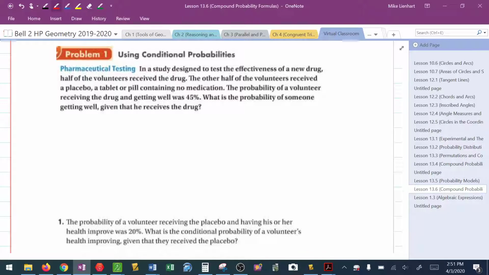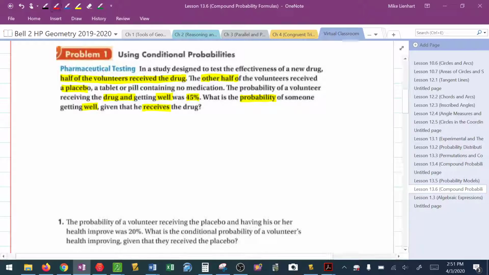For example, in a study designed to test the effectiveness of a new drug, half the volunteers received the drug. Not a bad idea to highlight things as we're going through. The other half received a placebo, which is a tablet or pill containing no medication. The probability of a volunteer receiving the drug and getting well was 45%. They want us to figure out what's the probability of somebody getting well given that they received the drug.